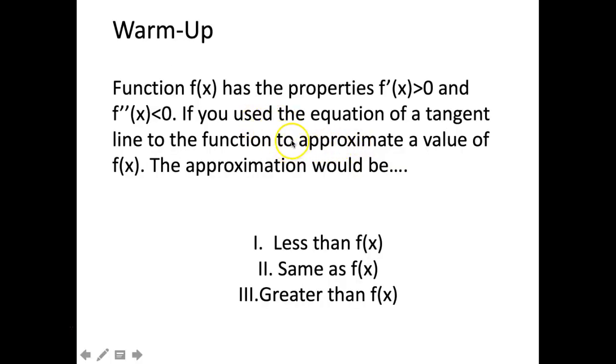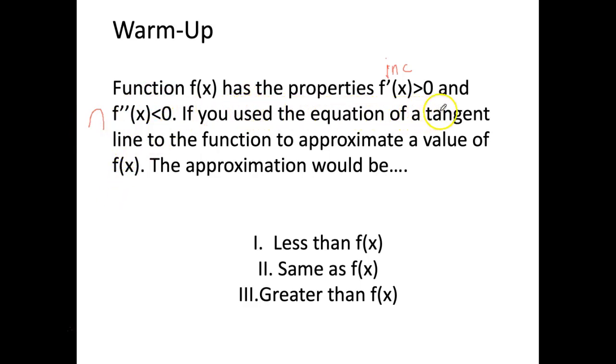This is a question they like to ask on free responses and maybe on multiple choice. So a function f of x has a property that the derivative is greater than 0. And let's just remind ourselves what that means. Derivative greater than 0 means that the function is increasing because it has a positive slope, right? And the second derivative is less than 0. Let's remind ourselves what that means. The second derivative tells us about concavity. It's less than 0, so that must mean that it's concave down, right?